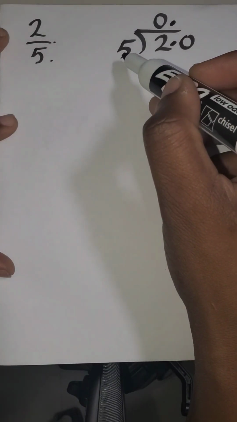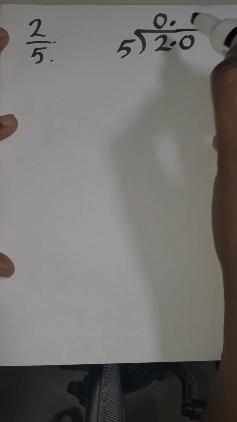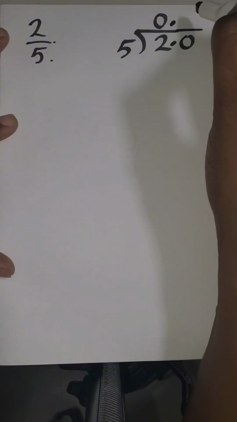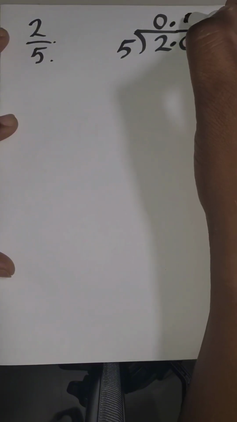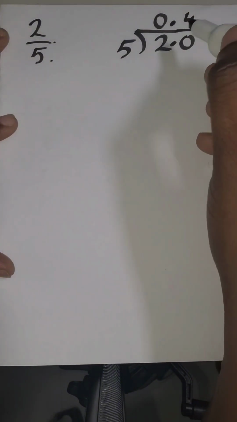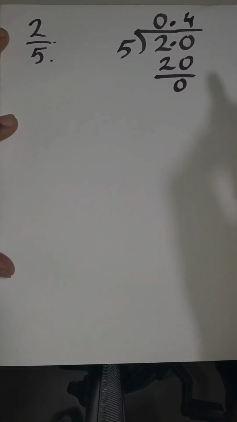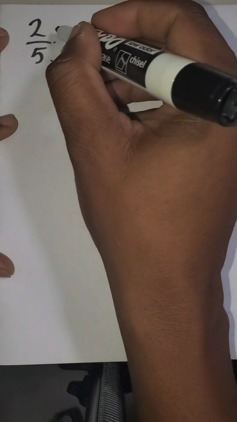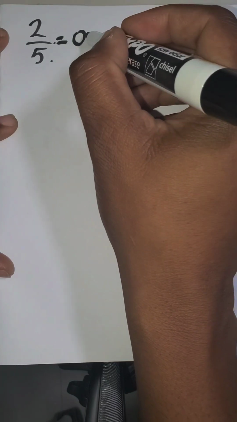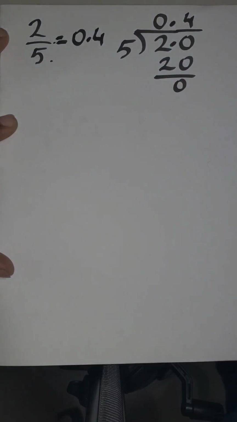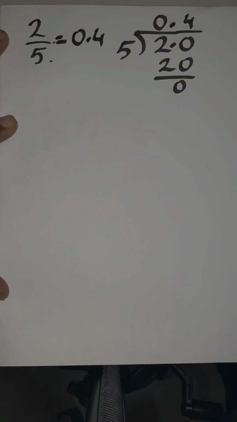Now I'm going to see how many times can 5 go into 20. 5 goes into 20 4 times. 5 times 4, that's 20. I subtract, I get 0. I have no remainder, so I don't need to bring down anything else. So 2 over 5 written in decimal form is 0.4. So 2 over 5 is the same thing as 0.4.